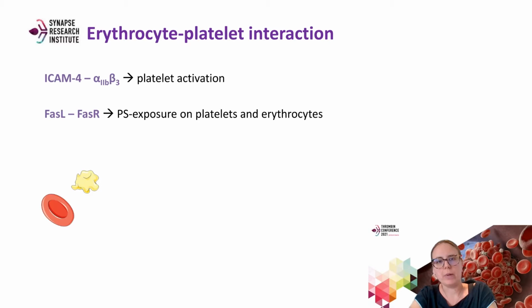Also, erythrocytes and platelets are able to interact, and they interact via receptors on their membranes. The interaction of the ICAM4 on red blood cells and alpha-2b beta-3 on platelets leads to the activation of platelets. The interaction of the Fas receptor on erythrocytes and the Fas ligand on platelets leads to PS exposure on both platelets and erythrocytes. So these interactions between the platelets and erythrocytes both increase the ability to generate thrombin.